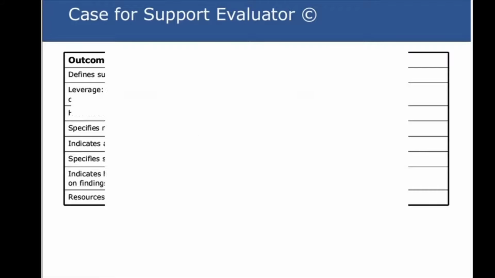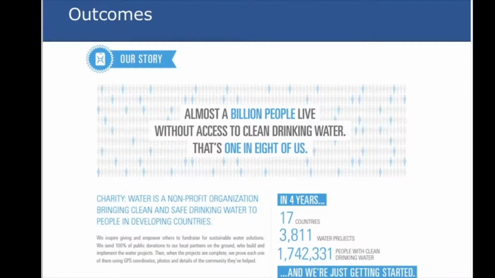I wanted to go back to the charity: water example and just show you a little bit about some of the points and distinctions I'm making here. In this first slide, which comes out of their annual report, which they, by the way, have posted on their website as well, this first bit of information that you see here is outputs. They're mentioning that for 4 years, they've gone to 17 countries in terms of projects. This has created 3,811 projects, which means that over 1.7 million people have drinking water.